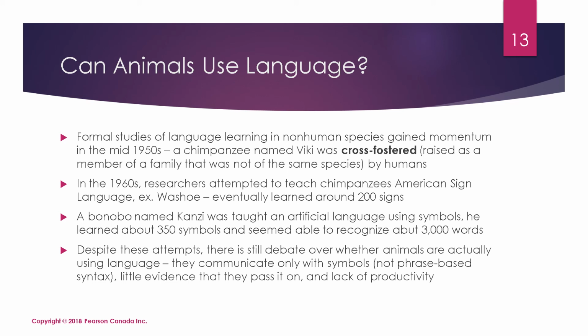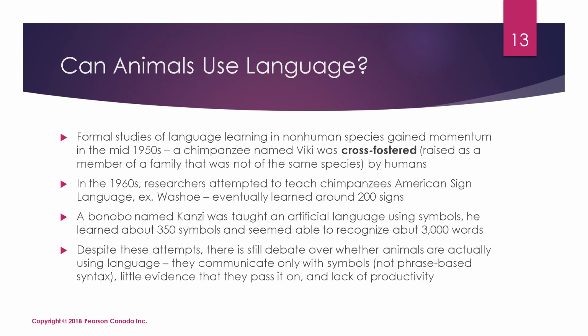So attempts to teach animals to use our language have been somewhat effective. However, we would say that they're still not really using it in the way we do, in terms of having those properties of language that we talked about earlier. But we definitely are able to be at least moderately successful in teaching some animals to communicate using our language, at least at, say, a toddler level or the level of a small child.